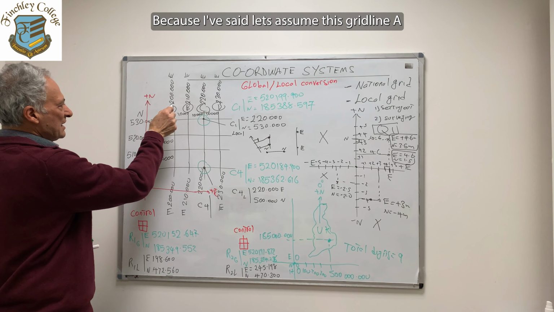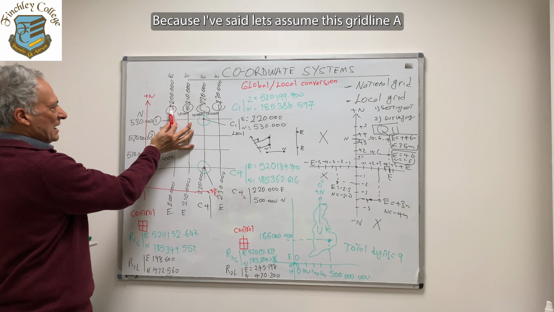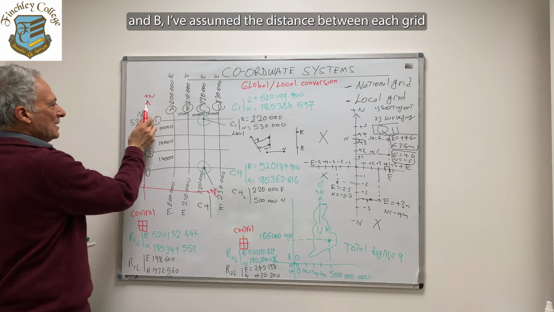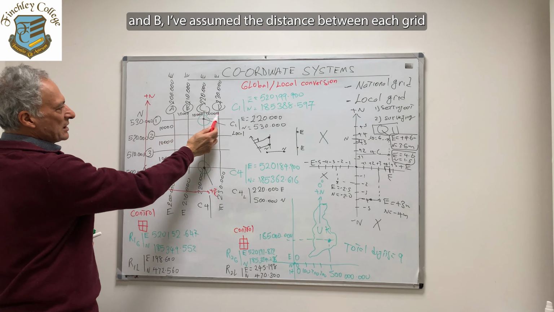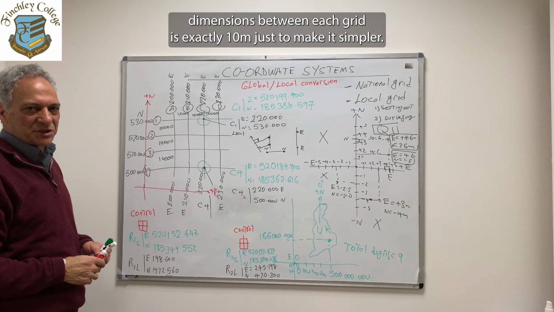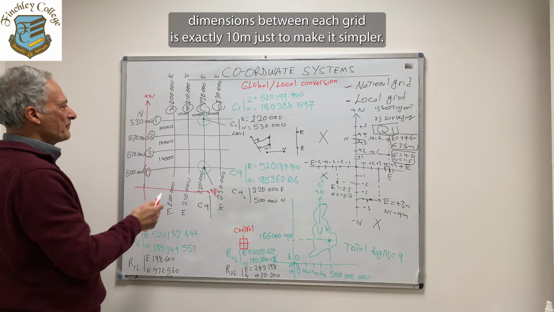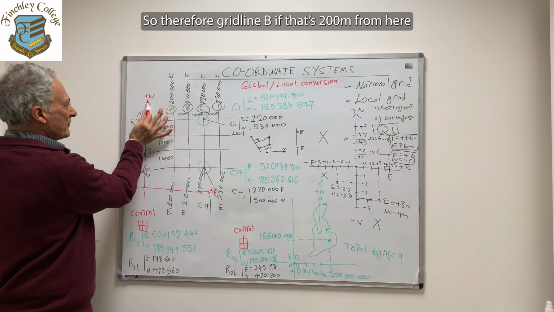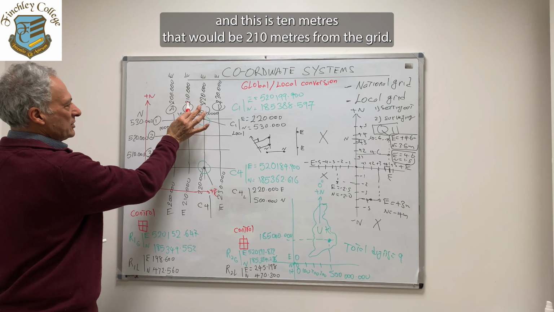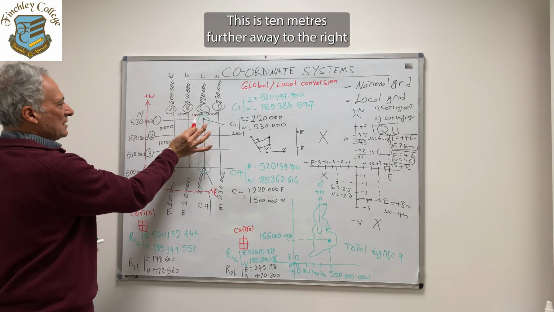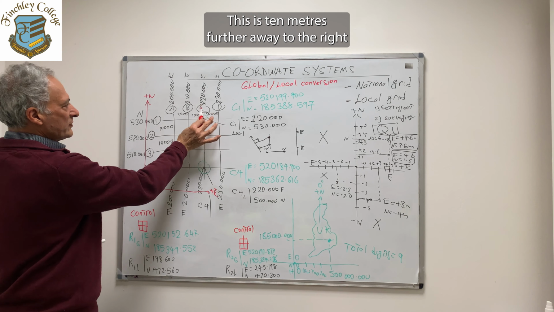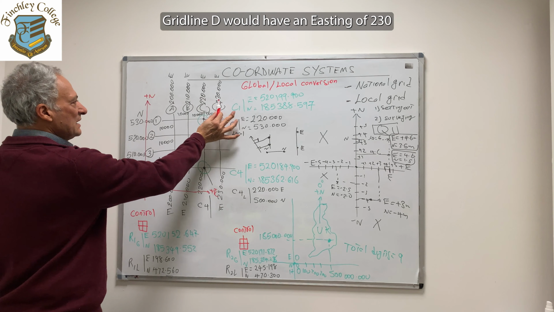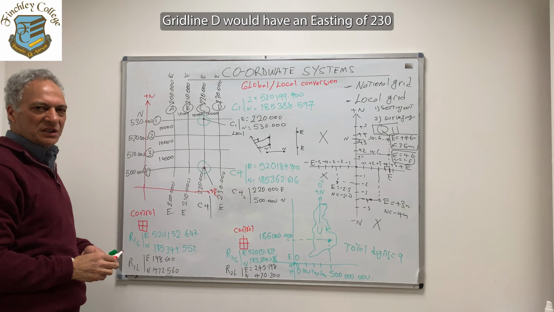Because I've said, let's assume this grid line A is 200 meters from this axis. Then B, I've assumed that the dimensions between each grid is exactly 10, just to make it simpler. So grid line B is more to the right, so if A is 200 from here and this is 10 meters, B will be 210 meters from the axis. This is 10 meters further away to the right, therefore grid line C will have an easting of 220. Grid line D will have an easting of 230.